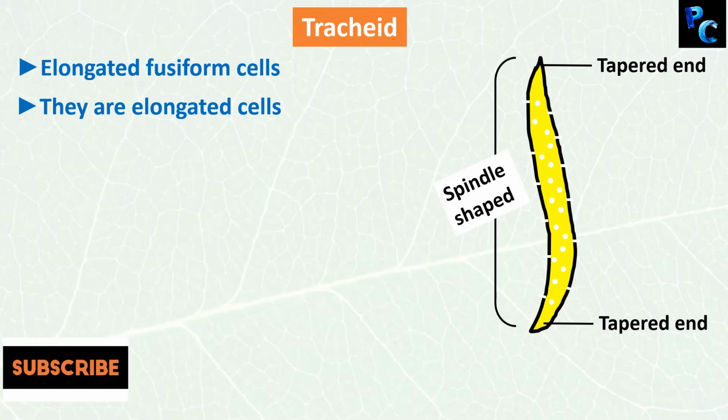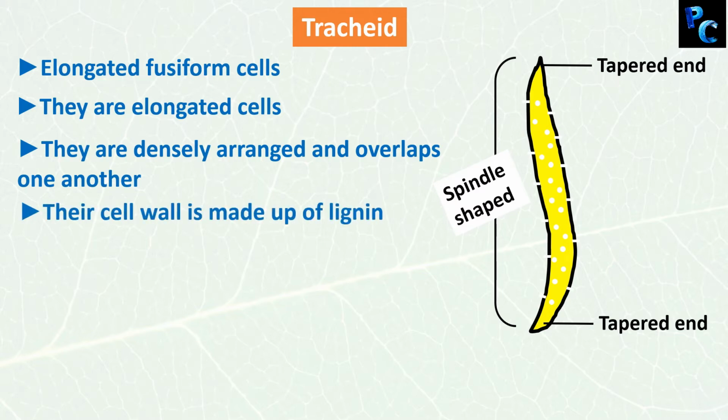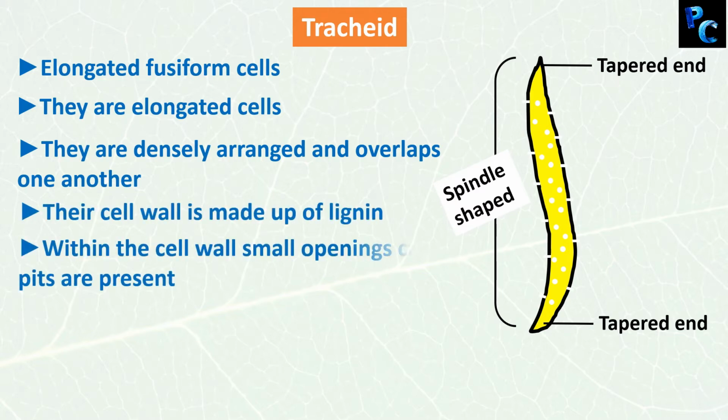They are elongated cells. They are densely arranged and overlap one another. Their cell wall is made up of lignin, and within the cell, small openings called pits are present. These white colored structures you can see on the sides of the cell are the openings which are called pits. Since they have tapering ends, they cannot stand on one another, so they stack on one another and have overlapping cell walls. Water passes through these pits.